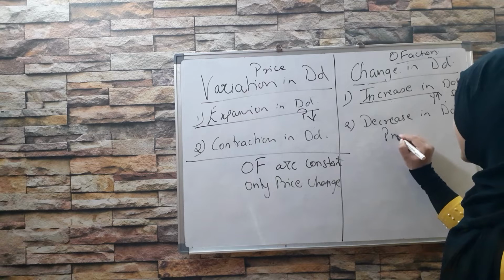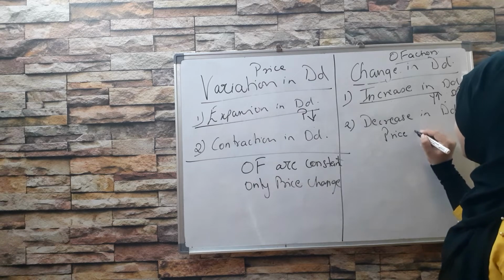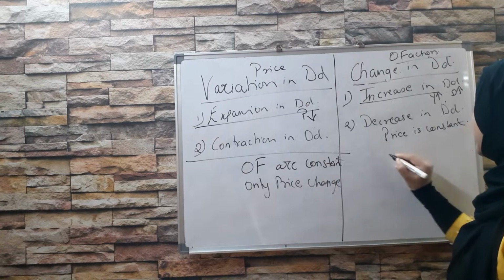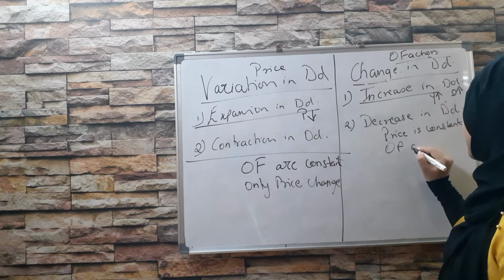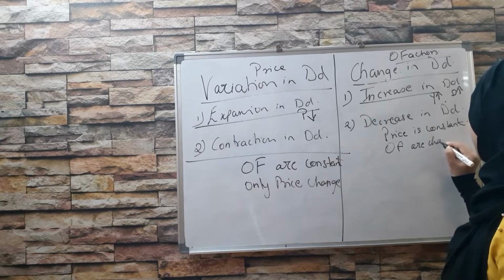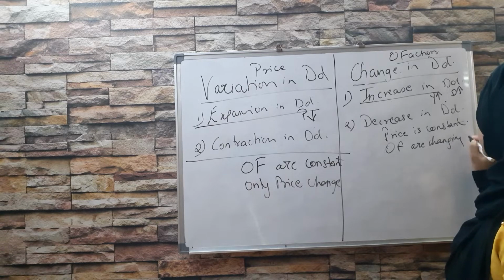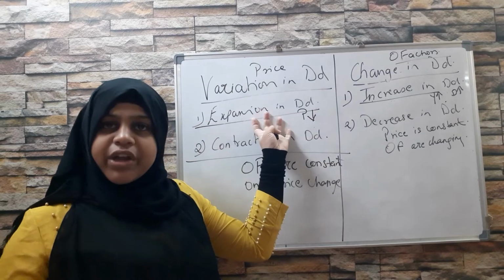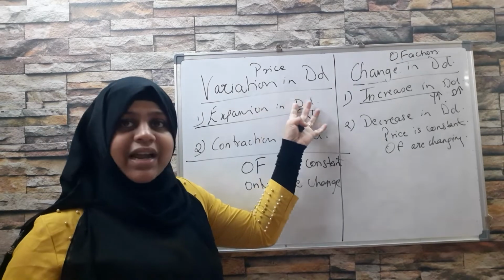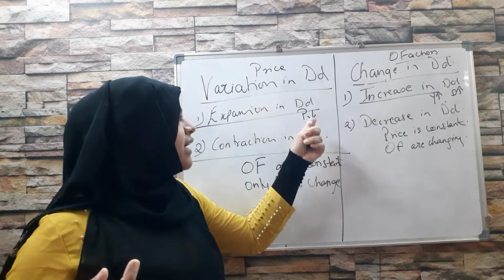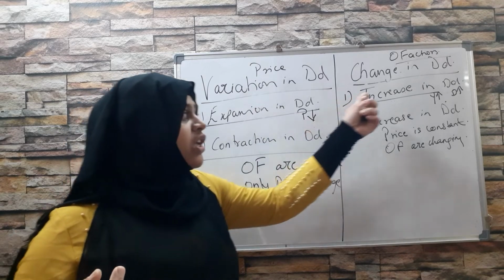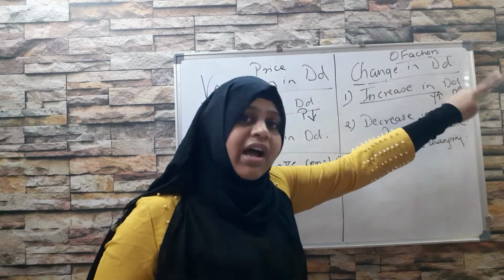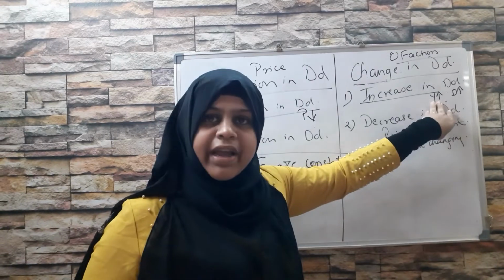So your price remains constant. Price is constant. What is changing? Other factors are changing. Alright, so what is the difference between the two? Expansion is also showing you the same thing, that demand is rising. But why is demand rising? Because price is falling. Here also demand is rising. But why is demand rising? Because of the other factors, for example, income.